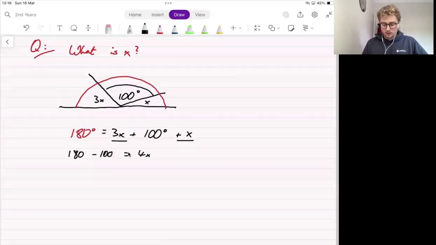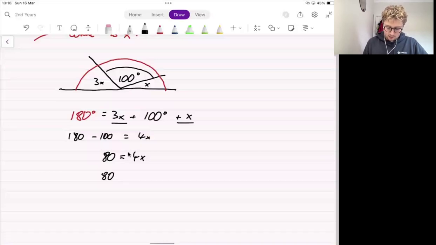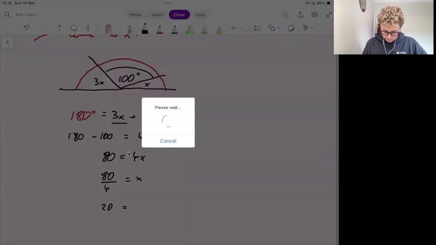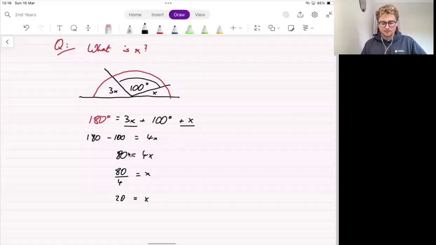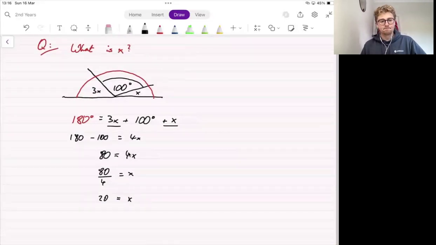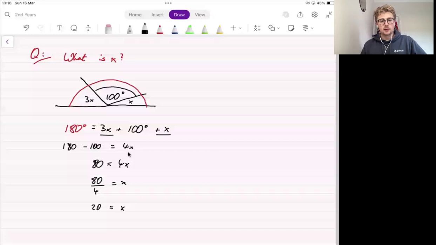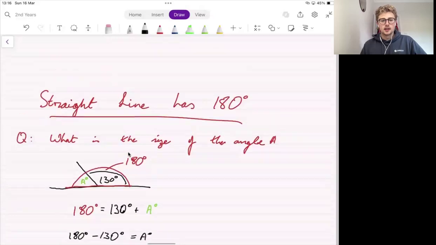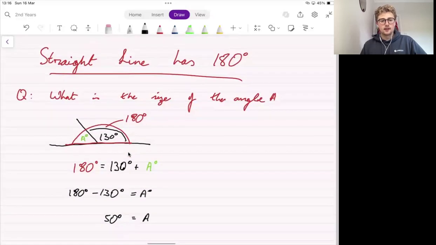So 180 minus 100 is 80, equal to 4x. So I'll divide both sides by 4 and I get 80 over 4 is equal to x. So 20 is equal to x. So that's my answer. Okie dokie. Any questions? So that's a straight line has 180 degrees.